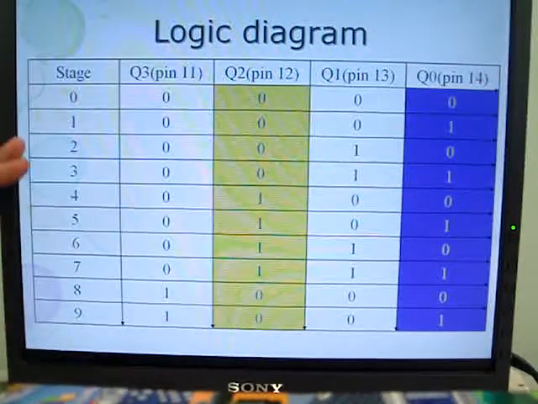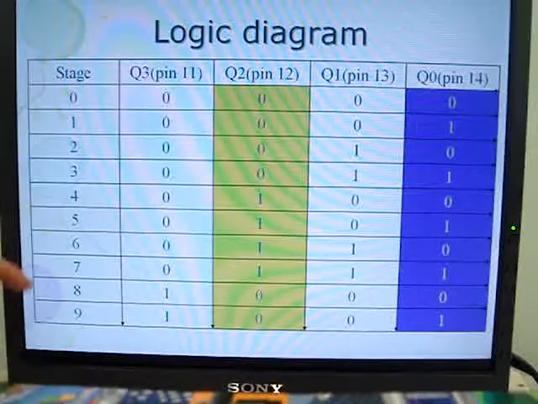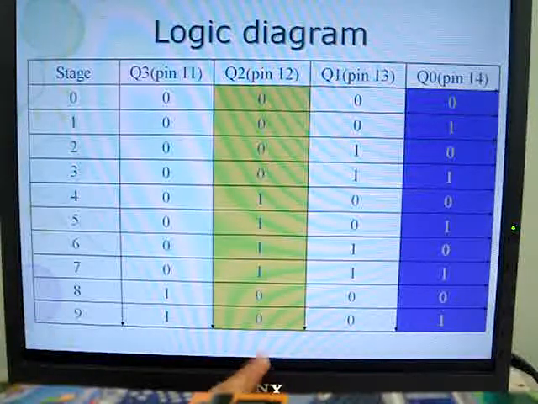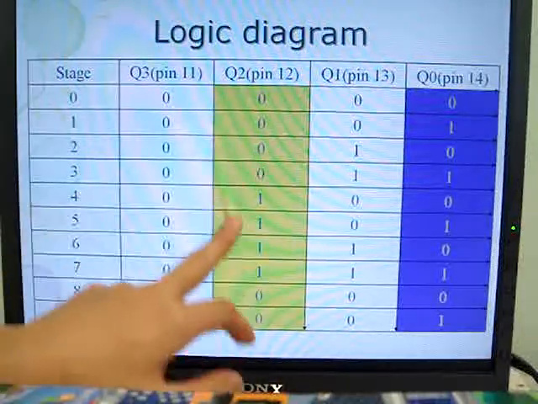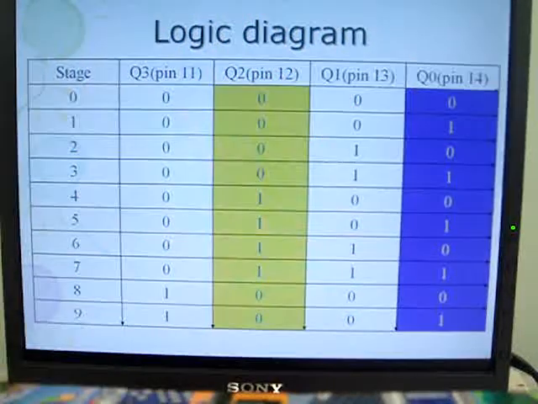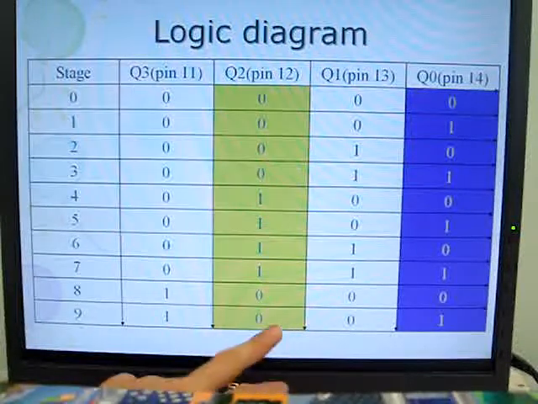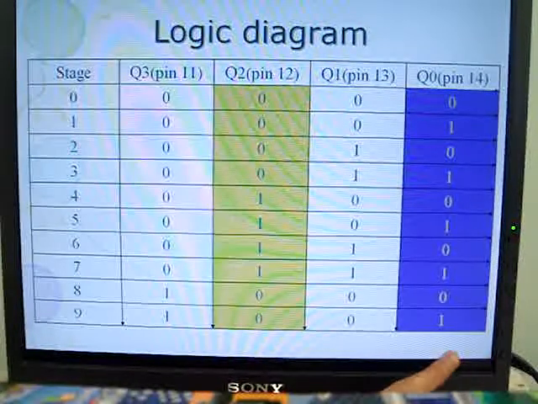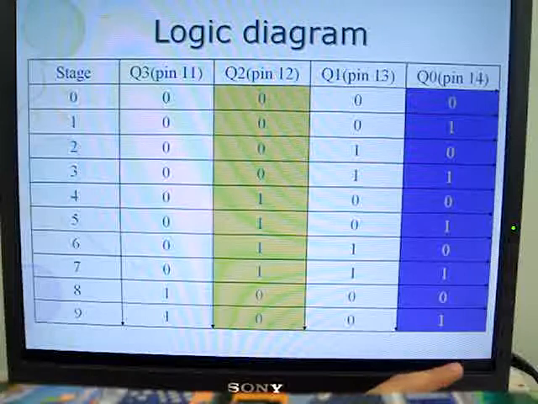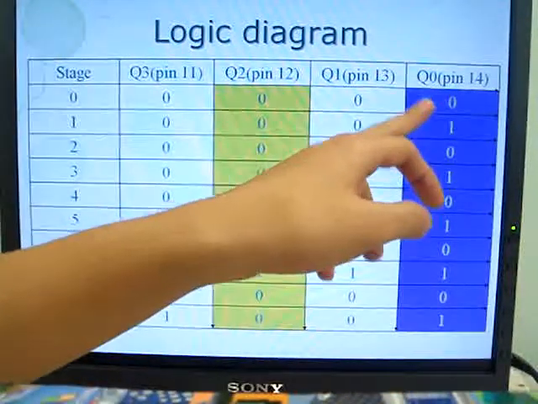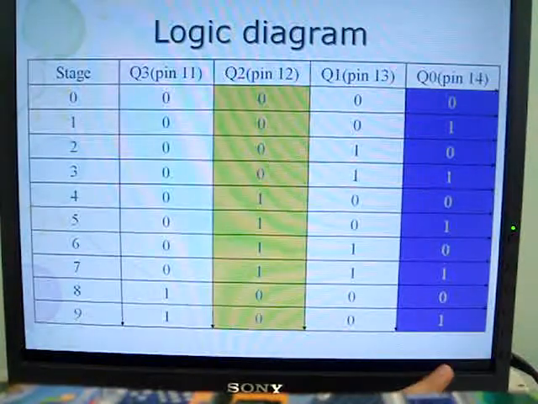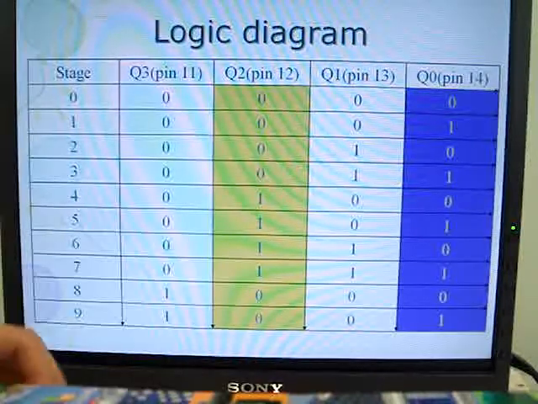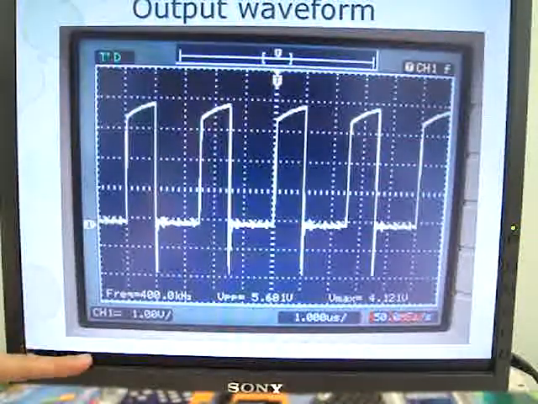We can see that there are 10 stages, and it will reload after the 10th stage. If we capture the output at pin 11, we can see that there is one consecutive high output, so that it can divide the signal by 10. And if we capture the output signal at pin 14, we can see that there is a 0101 consecutive output, so that it can divide the signal by 2. By the combination of the two, we can divide the signals as we like.